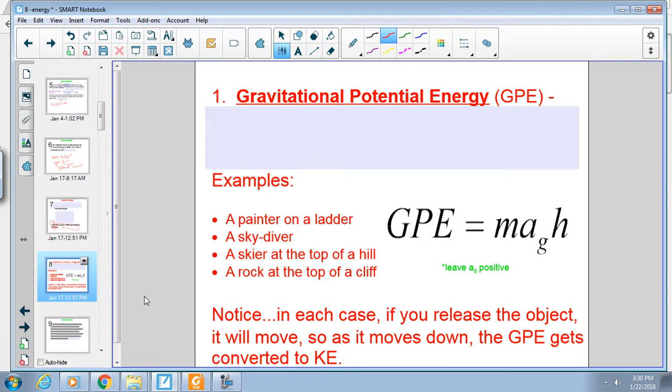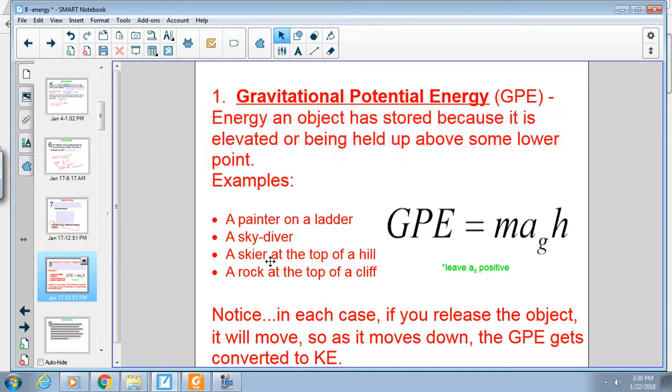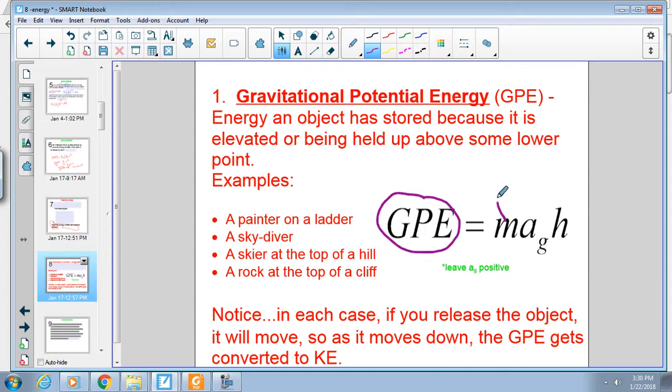This is whenever an object is at a height. So the greater the height, the more gravitational potential energy. The lower the height, the lower the amount of potential energy. Formula-wise, we have gravitational potential energy equals our mass times our acceleration of gravity, which is 10. And we can leave it as a positive number.